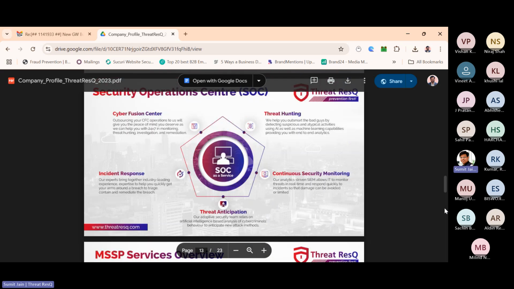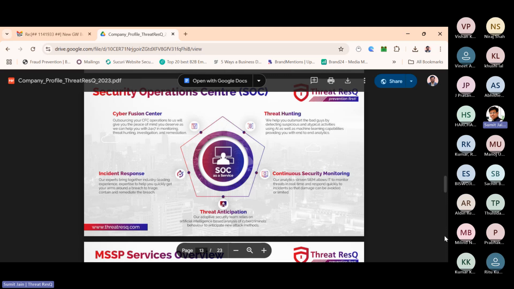SOC as a service is one of the things which we provide with the help of a couple of SIEM solutions, and we provide SOC as a service with the help of information about threat hunting, and any kind of incident which can be there in your company. We provide incident response with our team. We provide 24 into 7 support in SOC as a service model.